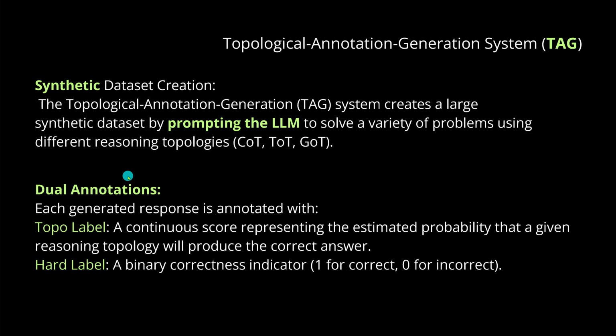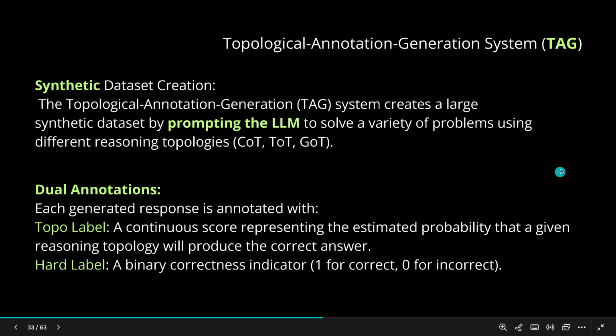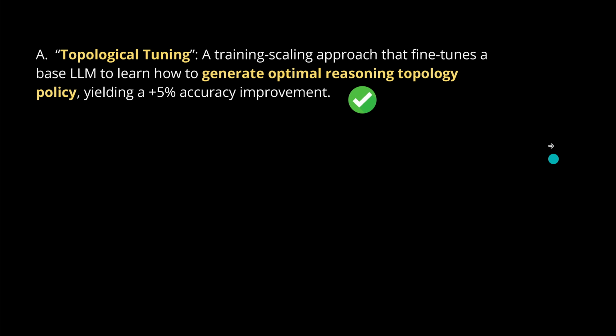And then I just showed you the topo level and the hard level. I showed you for the traveling salesman problem how you can calculate the topo level, and the hard level is a binary indicator, 1 for correct, 0 for incorrect, and you say, simple, easy, piece of cake. So, check. We understood topological tuning. We are training, scaling here. So this is at the training time.